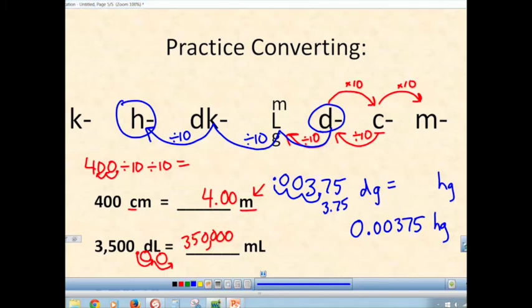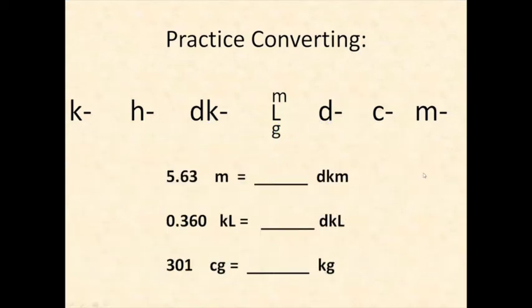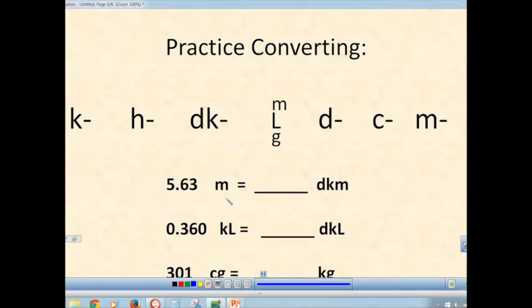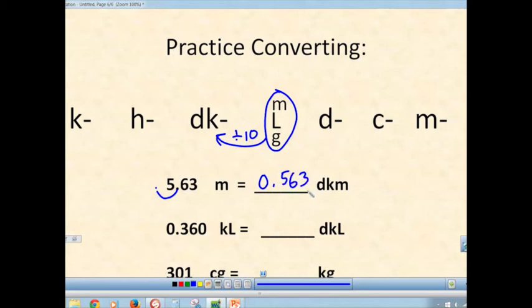So let's try another example. Here we'll try a couple with this. Here we're going to convert 5 and 63 hundredths meters into decameters. So here's meters, the basic units, meter, liter, gram. Going back to decameters, we divide by 10, and so we move the decimal one place to the left. We get 0.563, 0 and 563 thousandths.